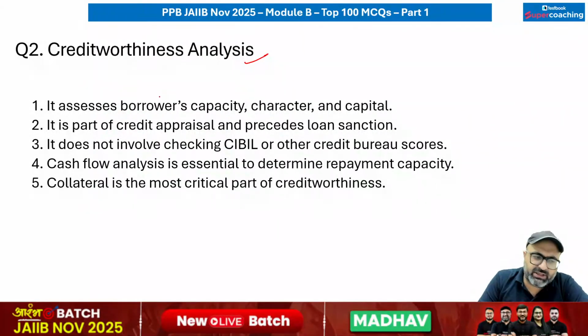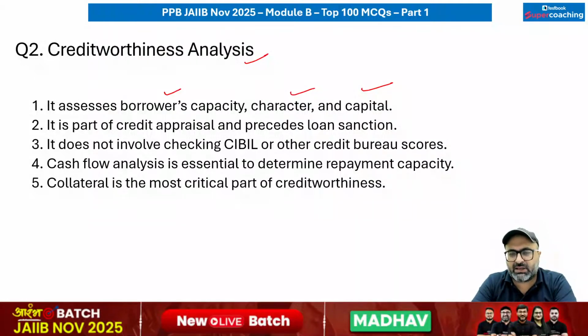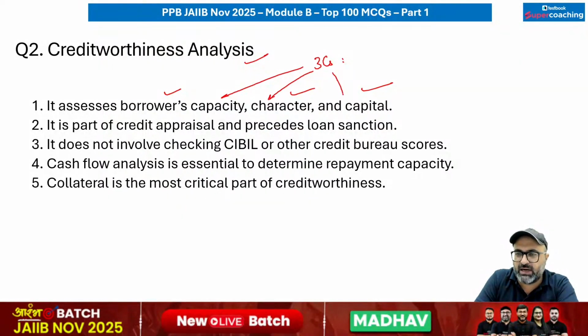सर, क्रेडिट वर्दीनेस जो है वो असेस करता है बोरोवर की कैपेसिटी, कैरेक्टर एंड कैपिटल. क्या ये पॉइंट सही है? सर ये बिल्कुल सही पॉइंट है. क्रेडिट वर्दीनेस में 3 C's इन्वॉल्व हैं: कैपेसिटी ऑफ द बोरोवर टू रीपे द लोन, कैरेक्टर ऑफ द बोरोवर एज वेल एज द कैपिटल विद द बोरोवर. दूसरा पॉइंट है, इट इज अ पार्ट ऑफ क्रेडिट अप्रेजल एंड प्रीसीड्स लोन सैंक्शन.